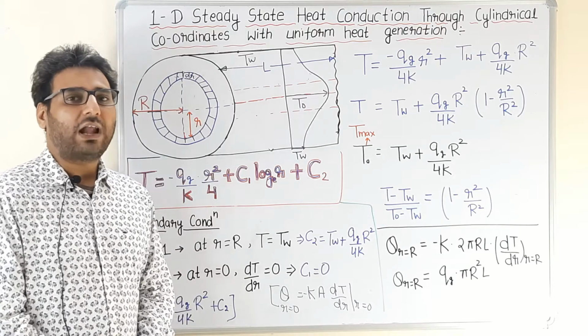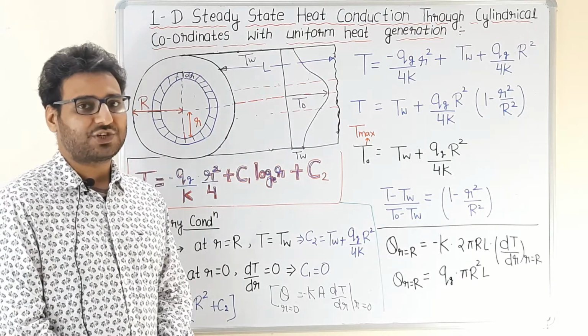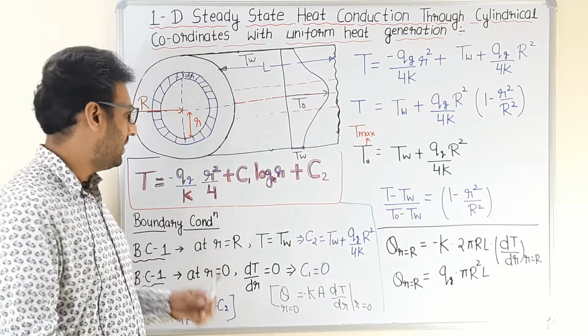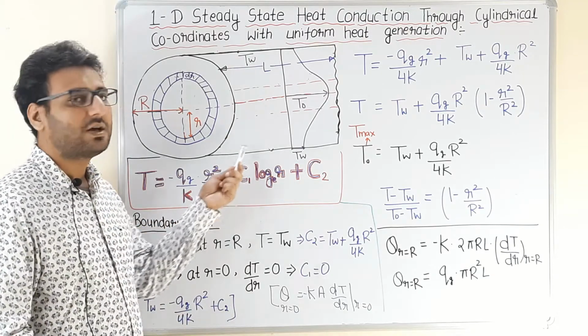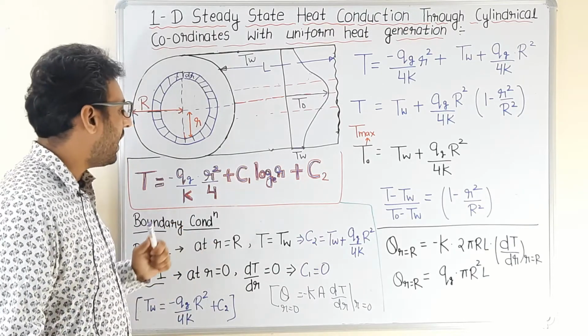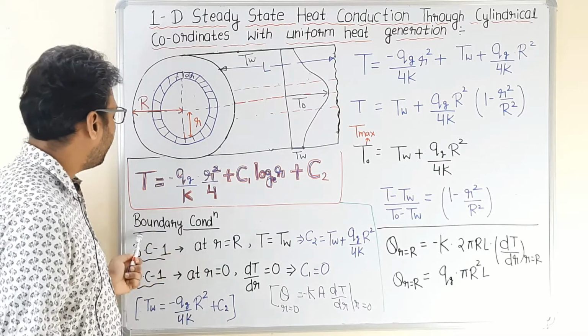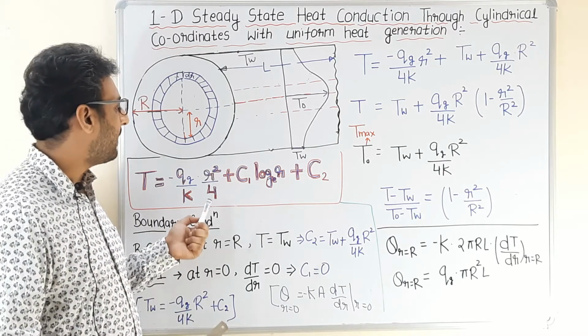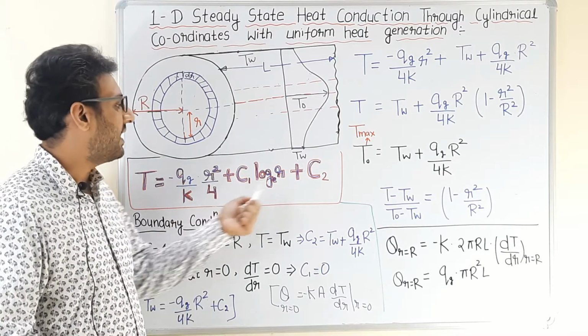Hello everyone, welcome to the second part of the lecture. Up to now we have determined the temperature distribution for our system. In this part we are going to specify the boundary conditions and finally determine the values of the constants C1 and C2.